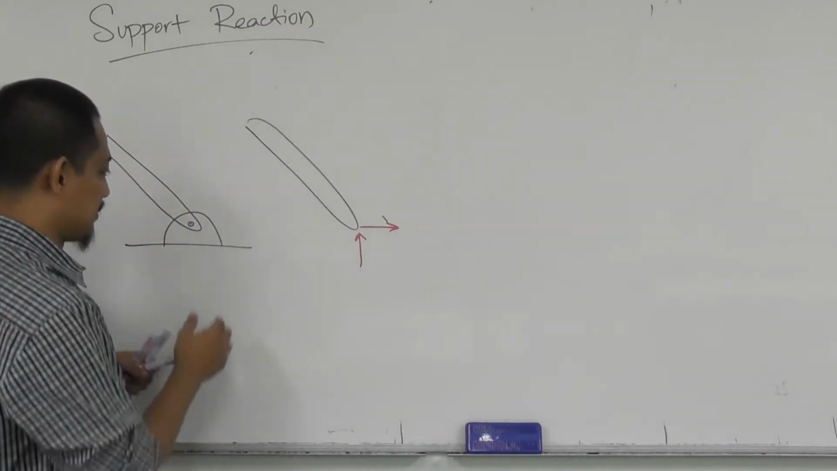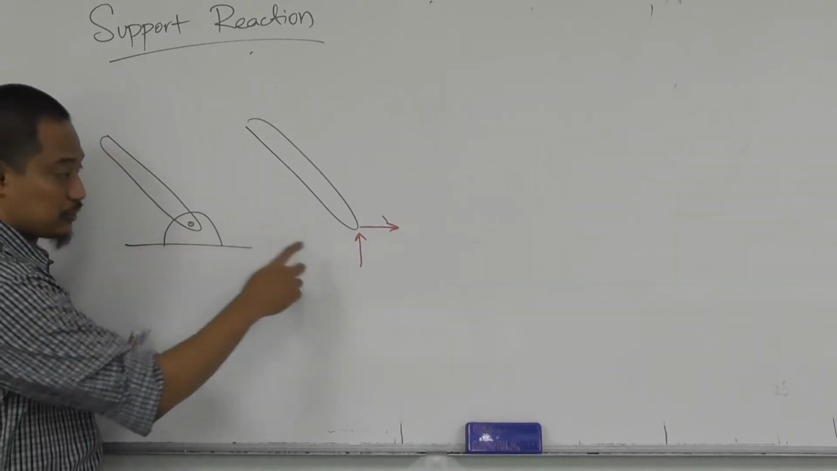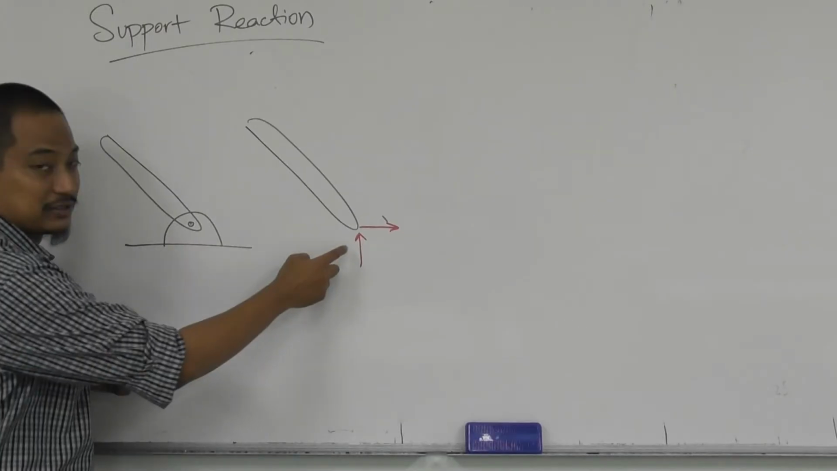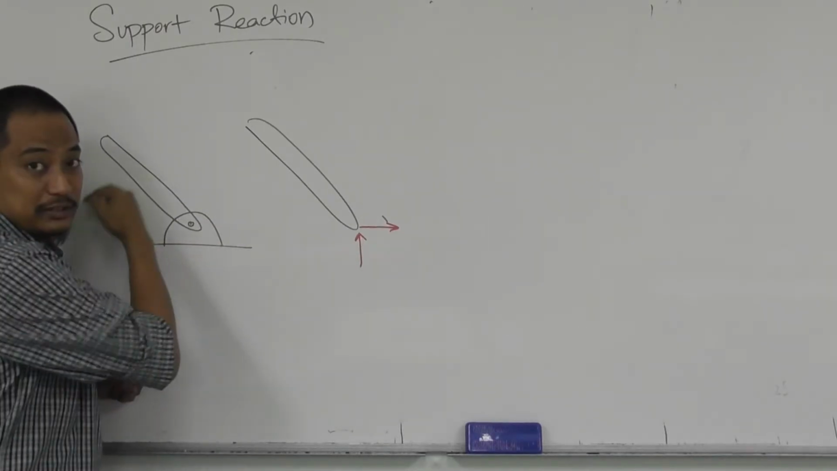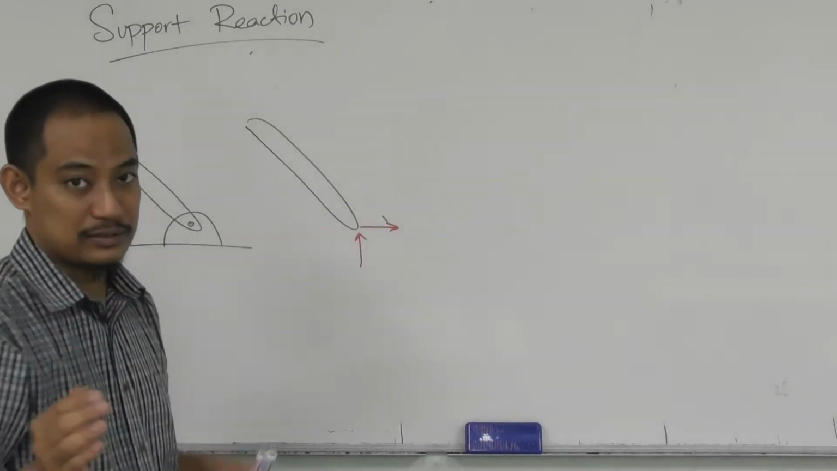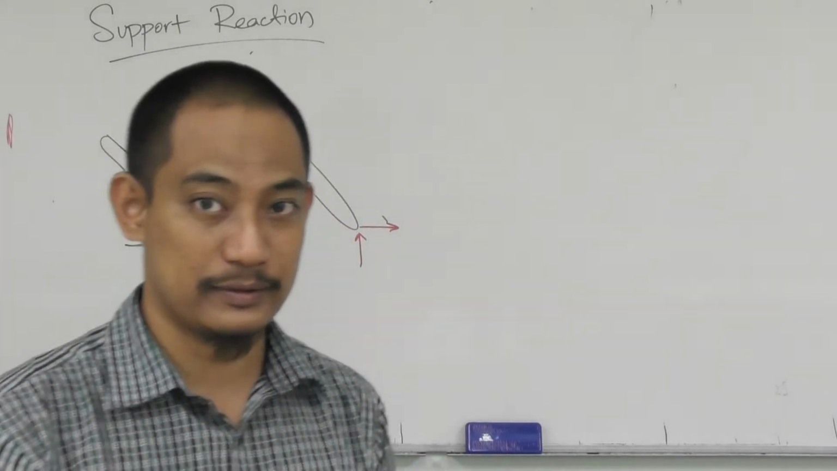Because it restricts this movement, so you have a restriction there. It restricts this movement, you have the restriction there, right? It does not restrict the rotation. It's free to rotate, so you do not have any support reaction moment, right?